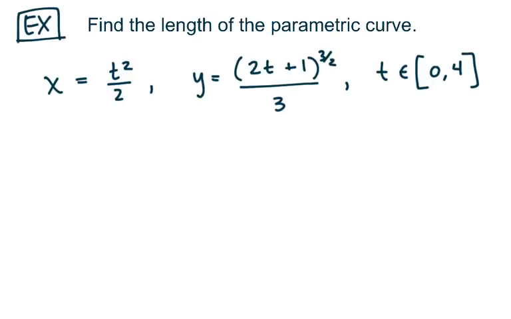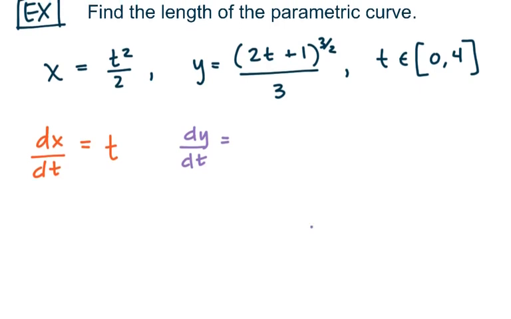So here we are going to find the length of a curve, which is defined parametrically. According to our formula, we need the derivative of x with respect to t as well as the derivative of y with respect to t. So we'll start by doing that first. dx/dt is just t. And dy/dt, the derivative of y with respect to t, we have to use our chain rule to find the derivative.